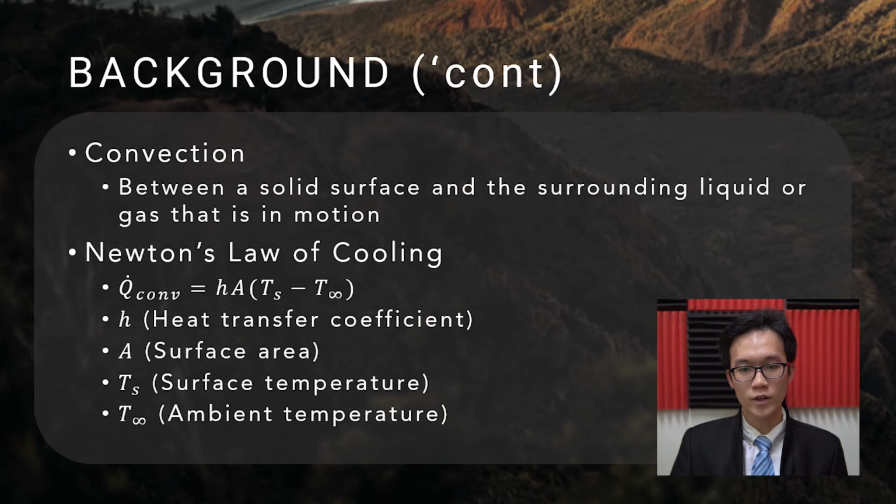Convection occurs when there is a temperature difference between a solid surface and the surrounding liquid or gas that is in motion. We use Newton's law of cooling to deal with convection problems. The equation is shown with H as the heat transfer coefficient, A is the surface area, Ts is the surface temperature, and T infinity is the ambient temperature.